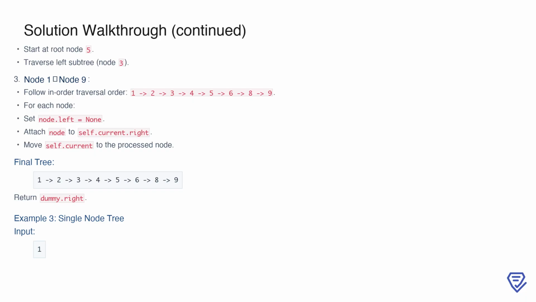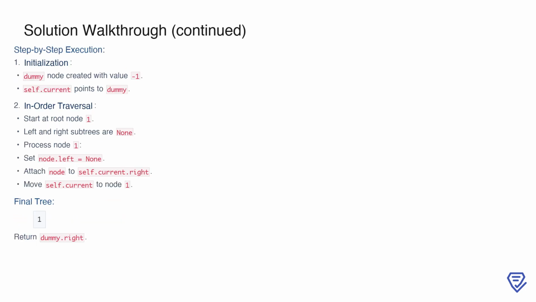The root of this new tree is returned as dummy.right. For the final example, we consider a tree with just a single node, which is 1. The process remains consistent. We initialize a dummy node with value -1 and set self.current to point to it. Since the root node 1 has no left or right subtrees, we proceed to process it directly.